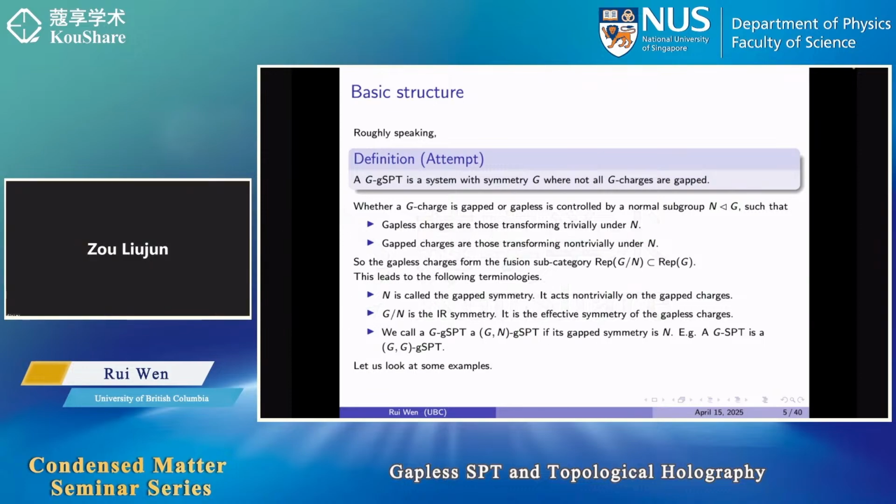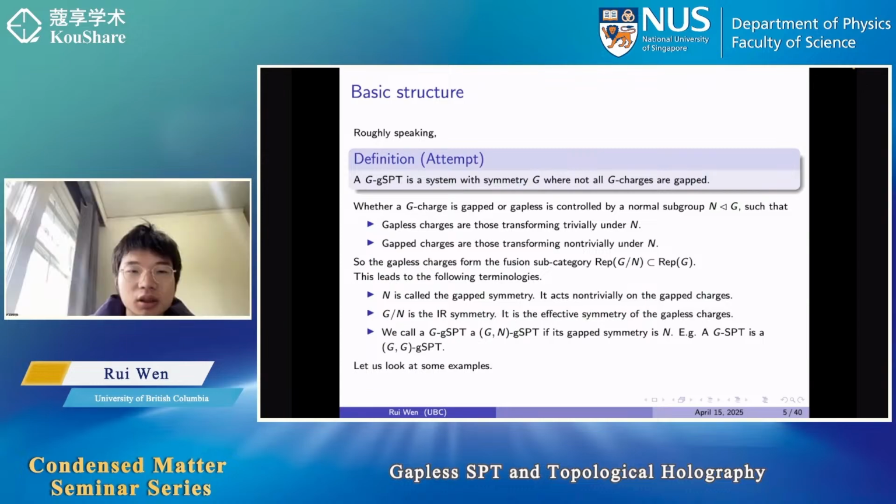So I think you just said it's possible that I have a system with G symmetry, and there's a gapless sector and a gapped sector. The gapped sector transforms non-trivially under some subgroup. You said it's possible that this subgroup is not a normal subgroup? I think maybe I can say we have some gapless charges, but they may not form a fusion subcategory of Rep(G).